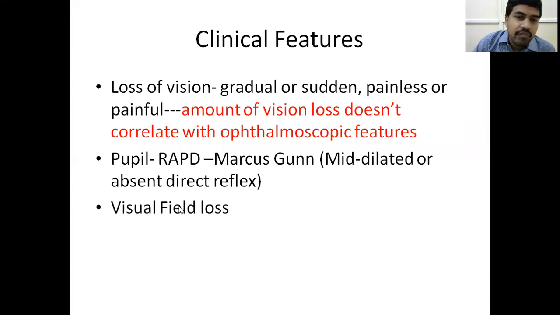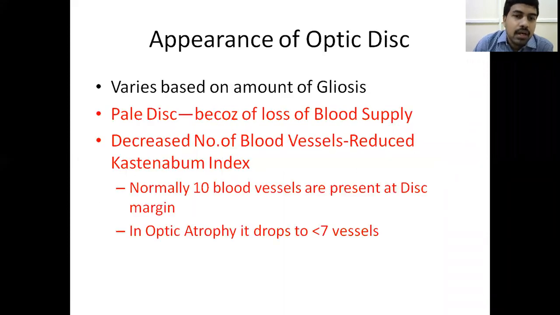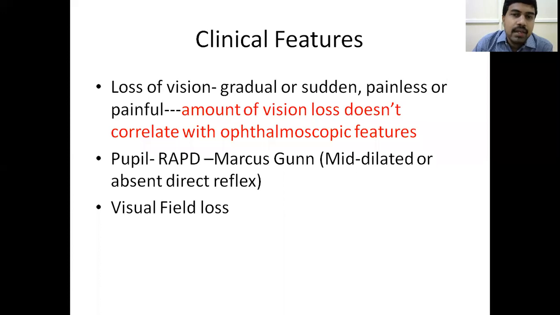And then there will be visual field loss depending on the sector involved. In case of AION, anterior ischemic optic neuropathy, an inferior altitudinal defect is more common. Similarly, if it is glaucoma, initially the inferior fibers are lost, so there will be a superior field loss. So depending on the condition, there will be the clinical features.